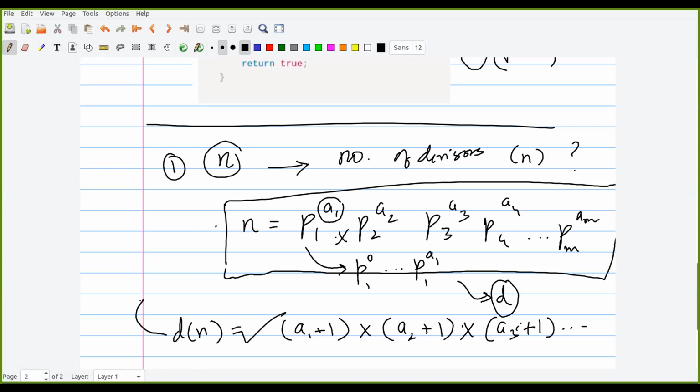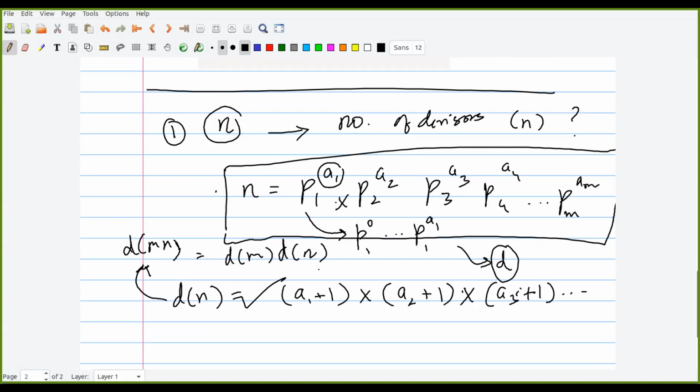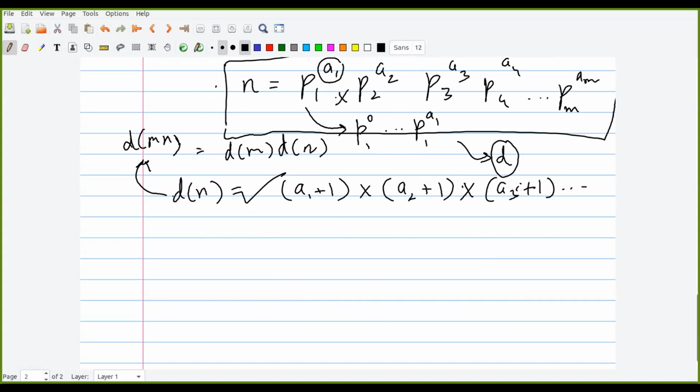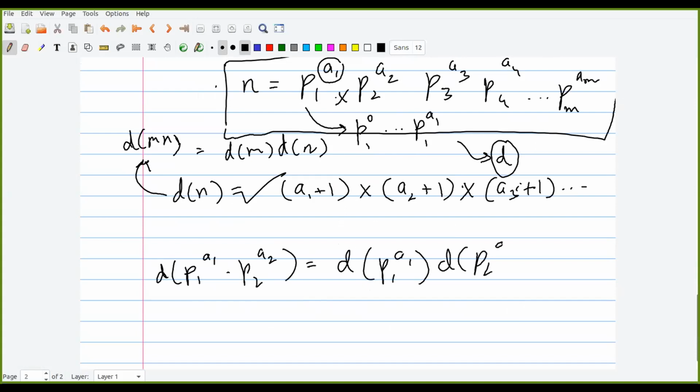And if you look closely, this is actually a multiplicative function. What do you mean by multiplicative function? Well, if you have two numbers that are co-prime, then you can represent it like this. That is the basic idea. So if you have p1 to the power A1 into p2 to the power A2, it should be representable as d of p1^A1 into d of p2^A2.